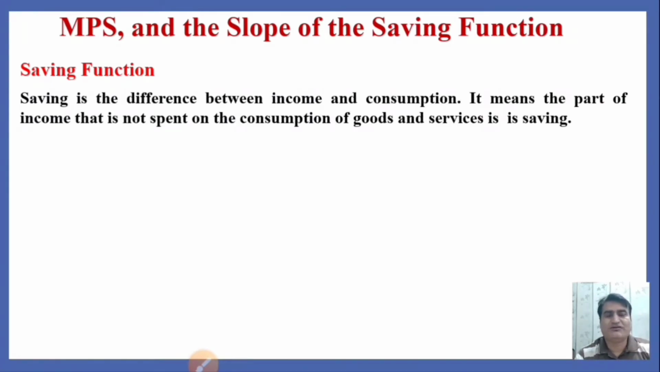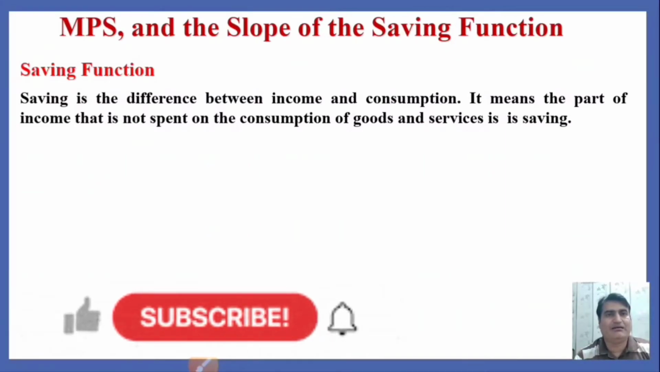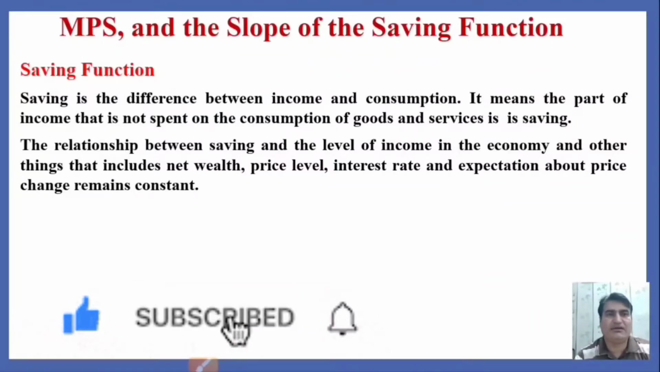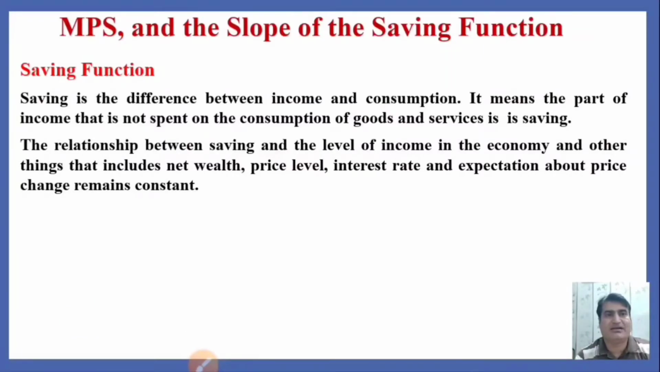Saving function. So first of all, what is saving? Saving is the difference between income and consumption. It means the part of income that is not spent on consumption of goods and services is called saving. The relationship between saving and level of income in the economy holds while other things, including net wealth, price level, interest rate and expectations about price change, remain the same. So these are the factors that affect savings, and they are held constant.